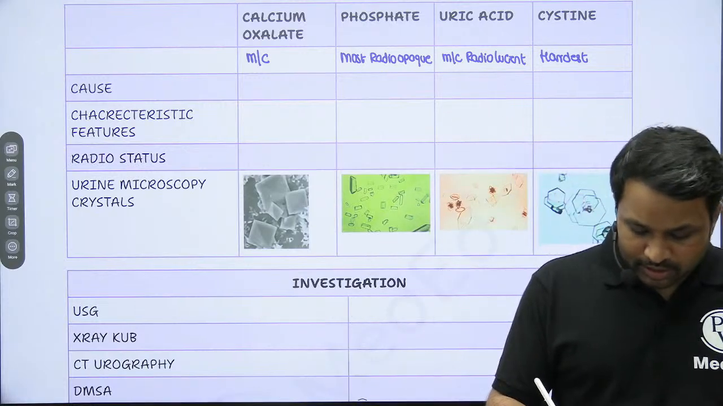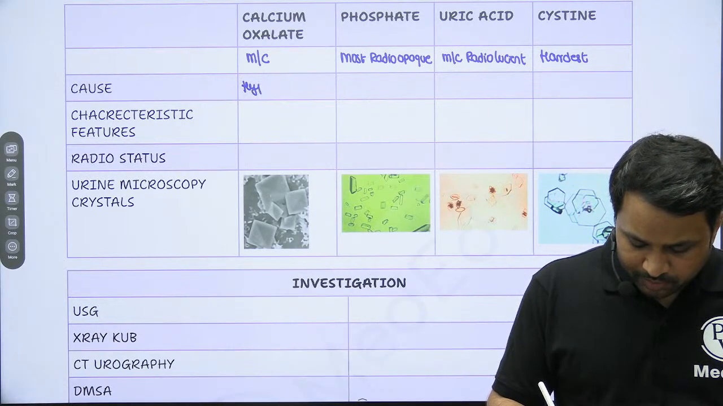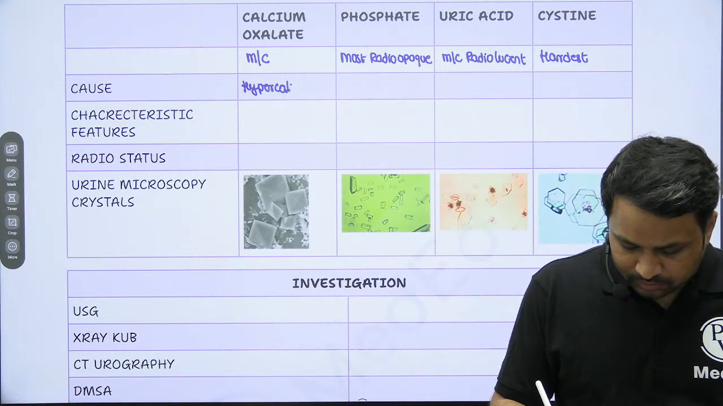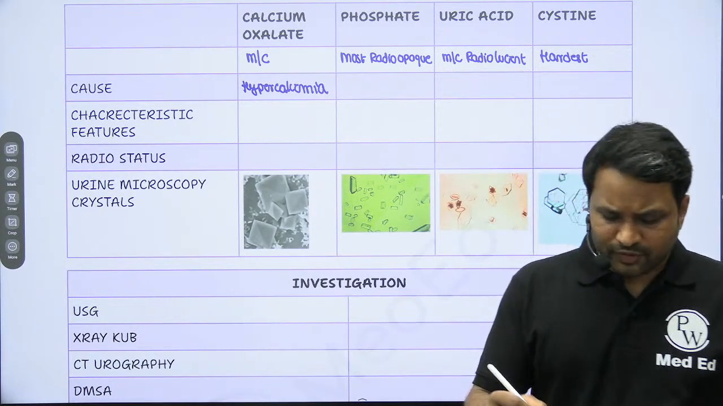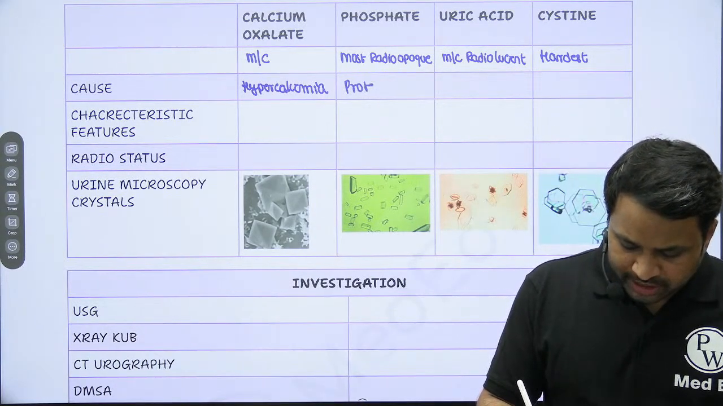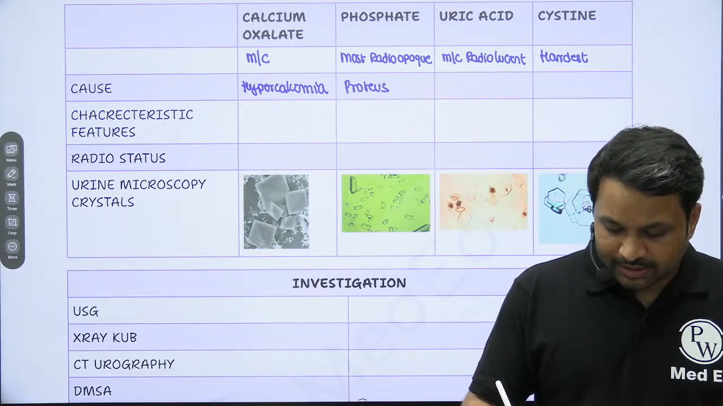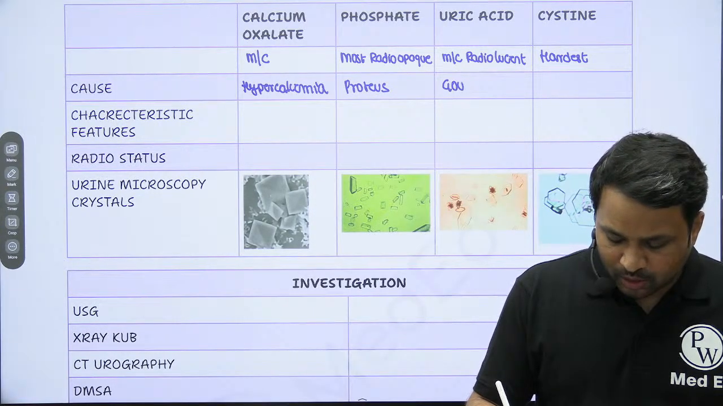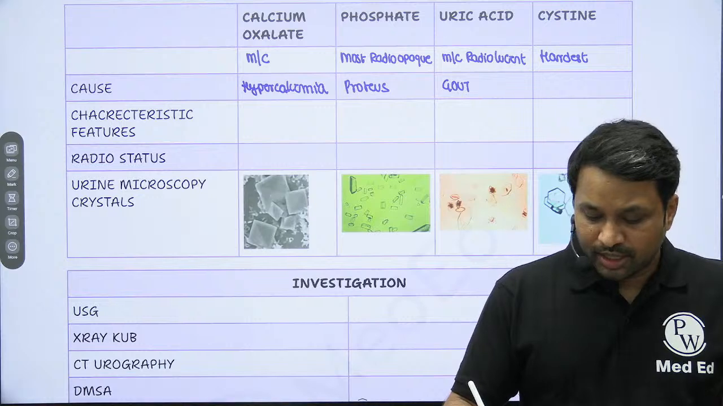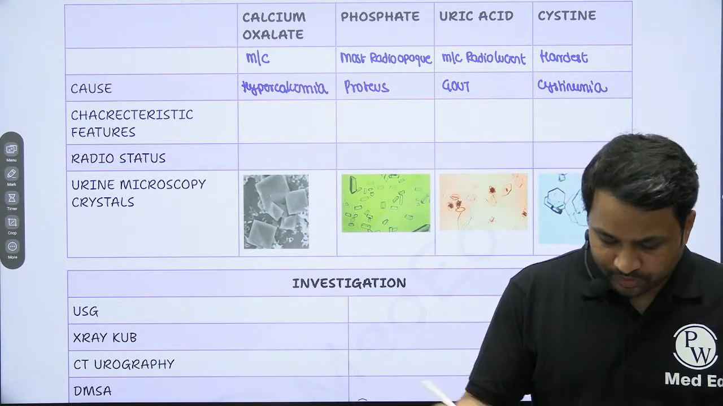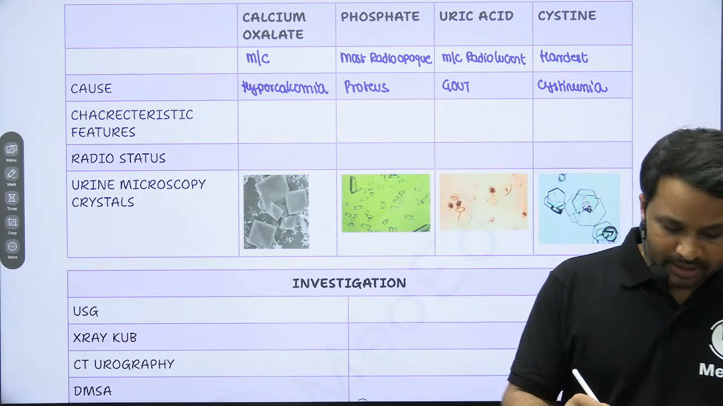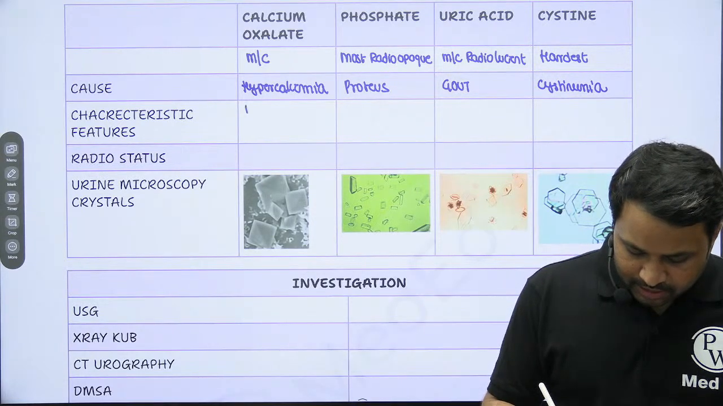Now, calcium oxalate stone is because of hypercalcemia or hypercalciuria or hyperoxaluria. Phosphate stone is because of protease infection. Uric acid stone is because of conditions like gout where you have excessive uric acid secretion. Cystine stones are because of cystinuria, right? Characteristic feature when you talk about the calcium oxalate stones, they are round to oval.